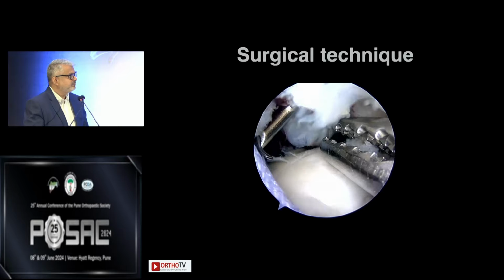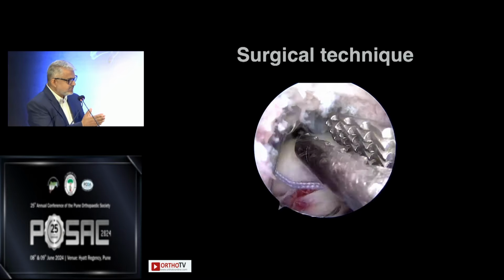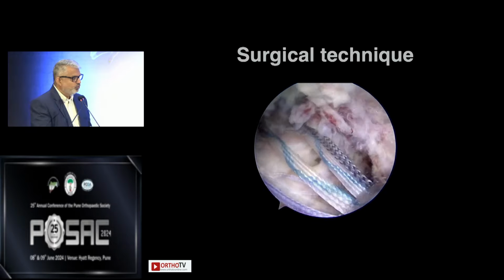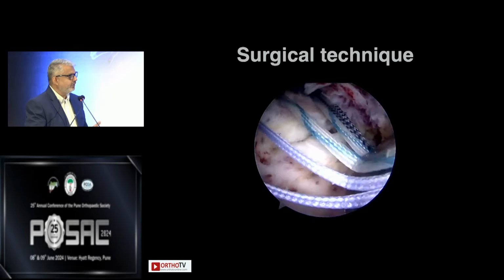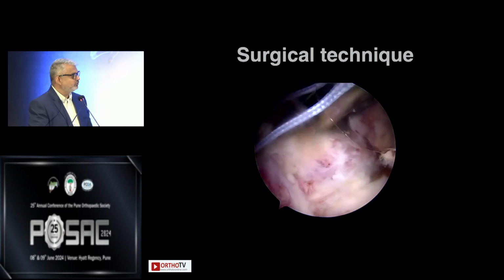You can then possibly pass a free tape. The advantage with the tape is because it has a broader surface area, you don't have the cheese wiring effect in an acutely traumatized tissue. So here you can see that all the sutures have been passed across.